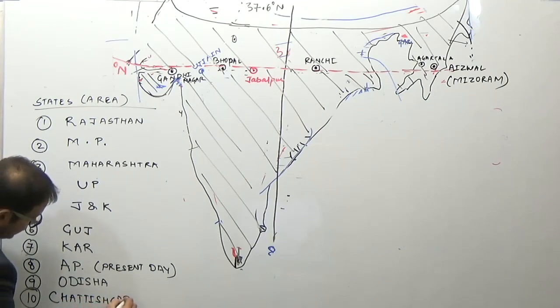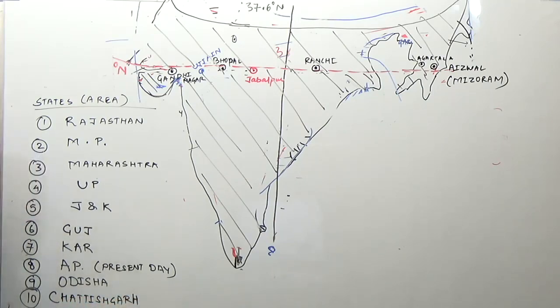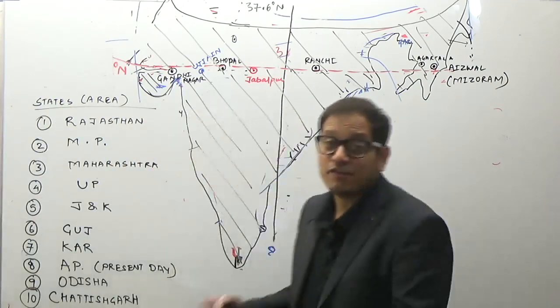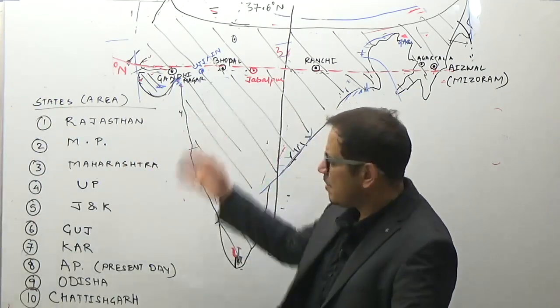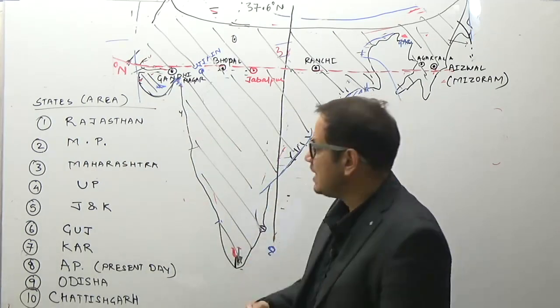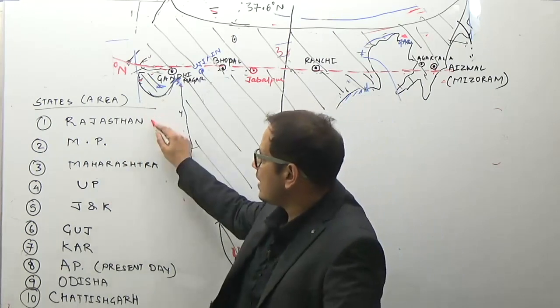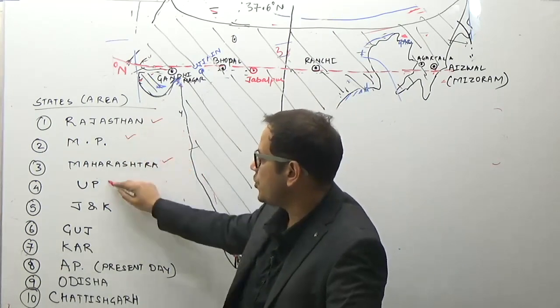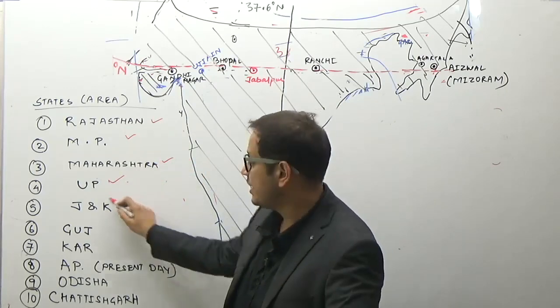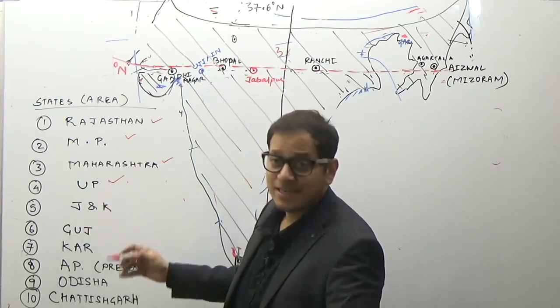It is the state of Chhattisgarh. So the top 10 states in terms of area, you should remember how many. Remember, if it's possible, the top 10 states, or if it's not possible, remember the 5 states. Rajasthan, MP, Maharashtra, UP is the 4th largest, but largest in terms of population. Then Jammu Kashmir, and then Gujarat.